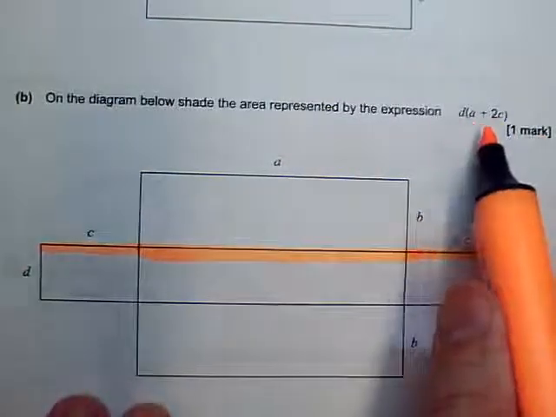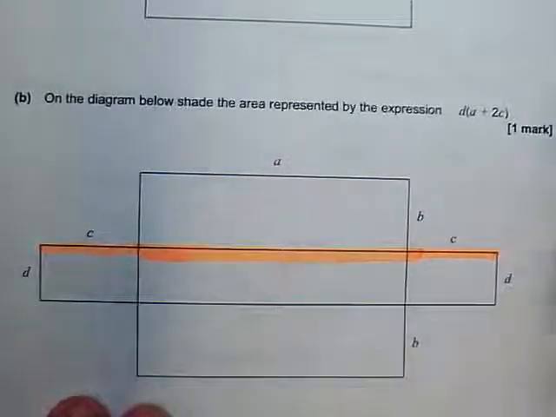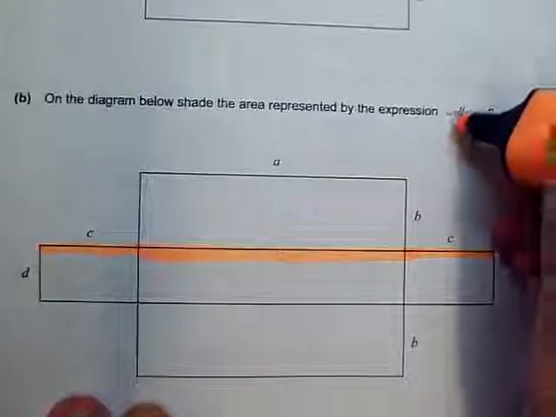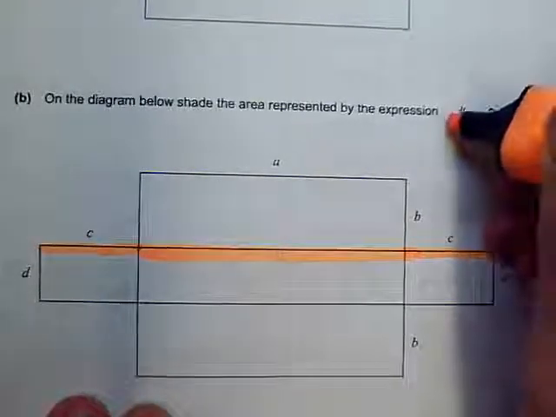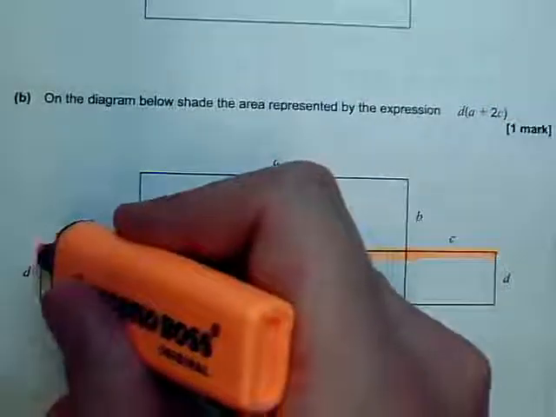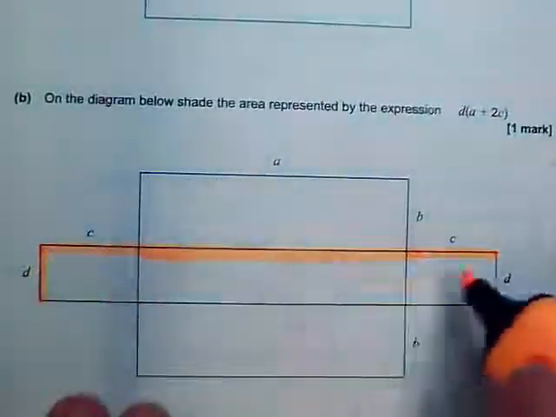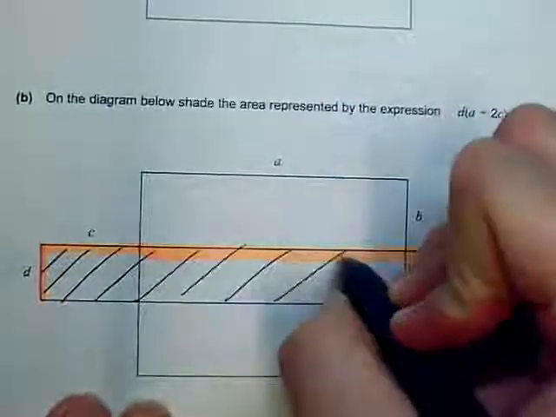So in actual fact, A plus 2C is all of that, and then the brackets, two things next to each other, means times, so I'm timesing it by D. D is this length. So that's my rectangle that I'm working out. So you need to shade the whole way across.